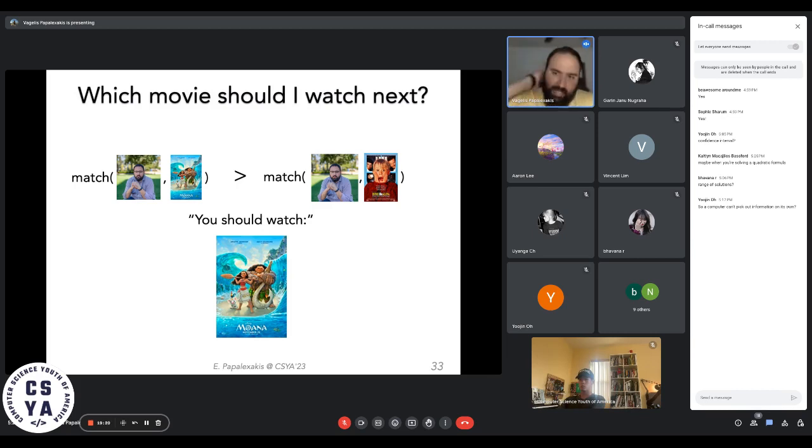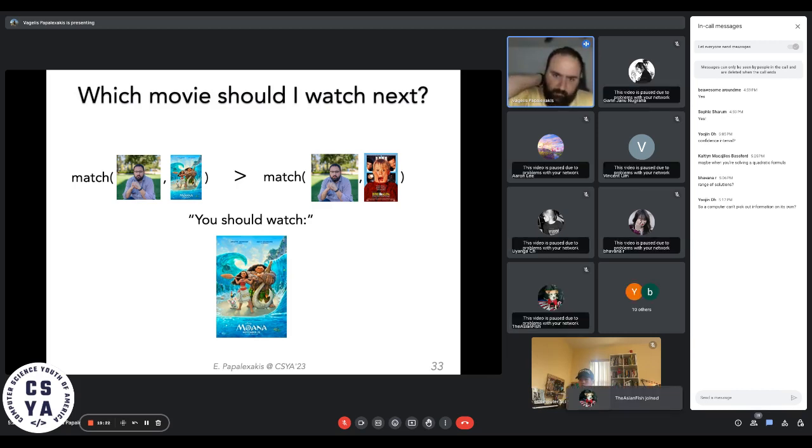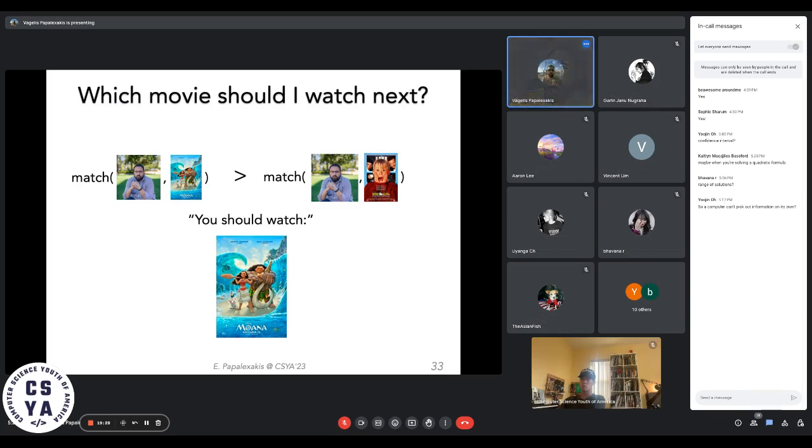So Eugene just asked a few moments ago if a computer can't pick out information and so on. Do you want to expand a little bit on this question? What do you exactly mean by that? You can also unmute yourself if you would like to. All right, maybe we can get to this question in a bit.